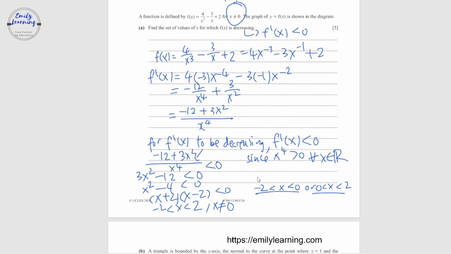So the set of values of x, if I want to write it in set notation, I can write x such that x is real, and then minus 2 to 0, because I have a round bracket, that means it doesn't include minus 2 and 0, or 0 to 2. So I can also write it as this, in set notation.